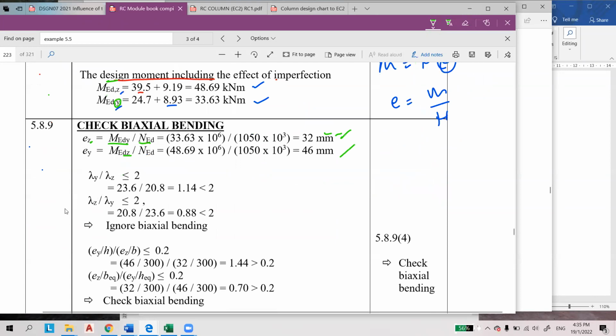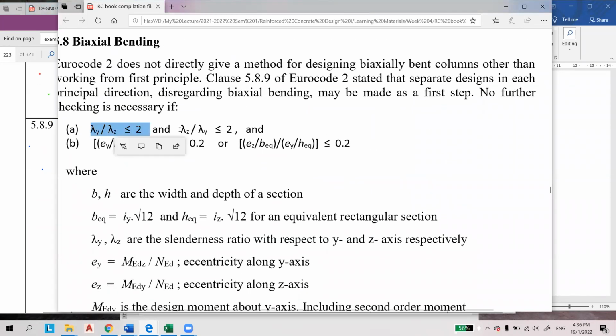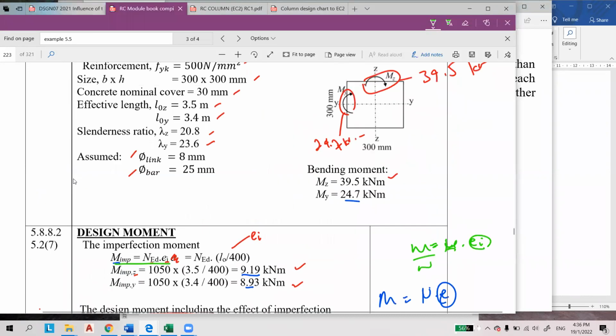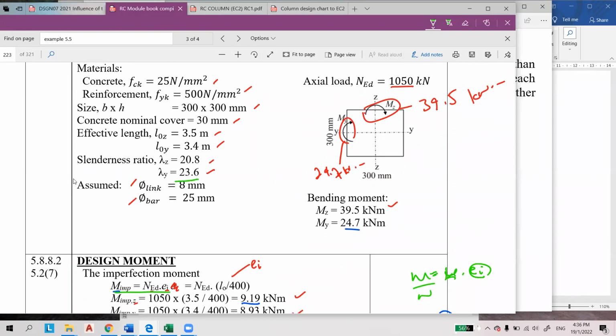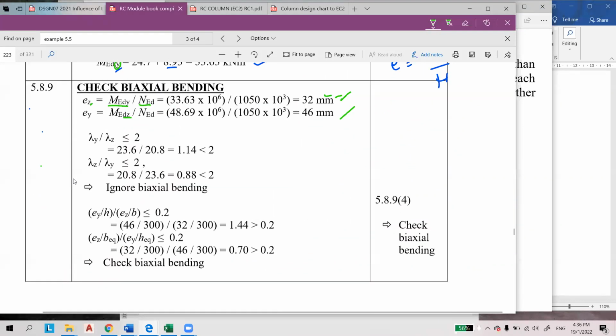And then you check the slenderness ratio of both the z and y axes. It must be lesser or equal to 2. So you check this one. You just use the value given here. The slenderness ratio is given here. Then you use this, just flip it and make sure it is less than 2. So we can ignore biaxial bending, but we have to check another one.